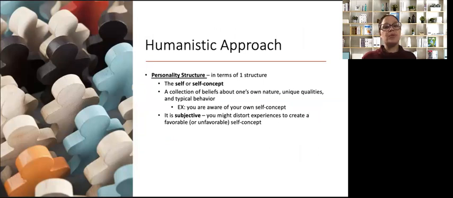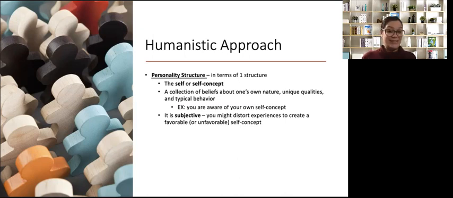This approach looks at personality in terms of one structure, so the self or self-concept. This is a collection of beliefs about your own nature, your qualities, and your behaviors. So basically it's saying you are aware of your own self-concept, or who you are, what you believe in, or the behaviors you engage in. That's your self or your self-concept.